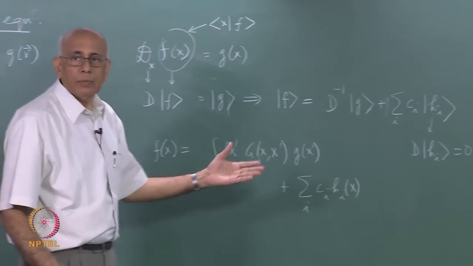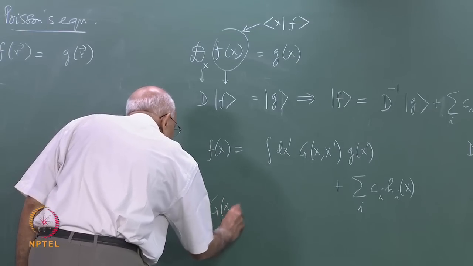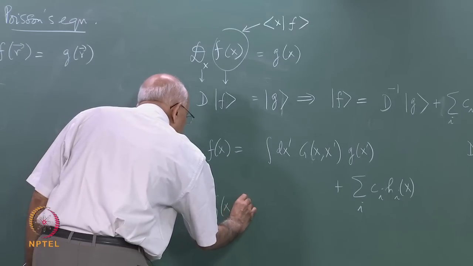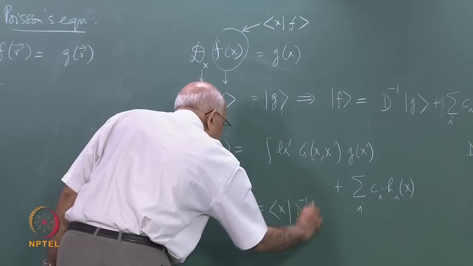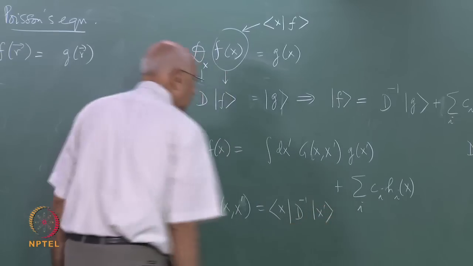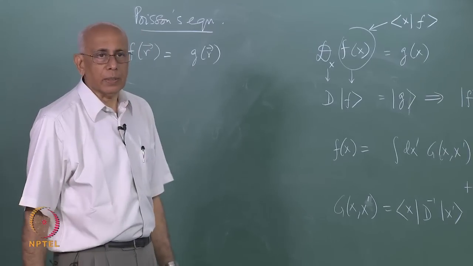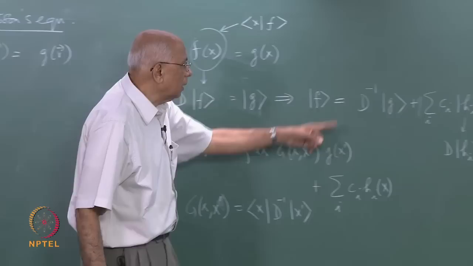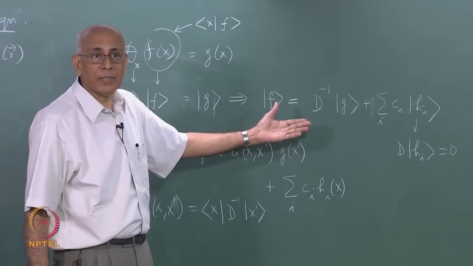In fact we can make it even more precise. What is this G of x comma x prime? The so-called Green function for this differential operator. This thing here is nothing but <x|D inverse|x prime>. It is obvious from this notation that that is precisely what it is. I leave you to figure this out, it is very trivial. Do you want me to do this? See how it is done?